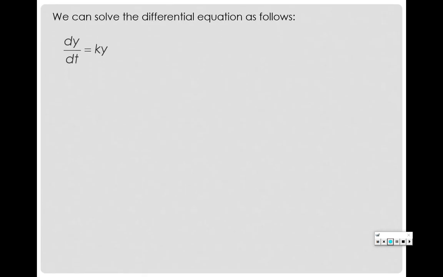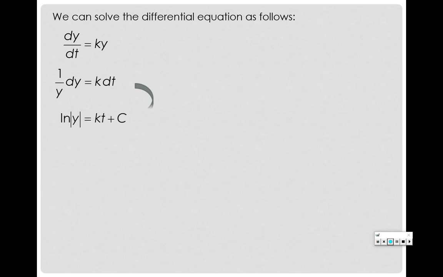We can solve this differential equation actually pretty easily. It's separable. That's why we had to talk about separable equations first. It's extremely separable. I can bring the y over to this side as 1 over y. I can leave the k over there. Take the integral of both sides. Ooh, there's that ln absolute value of y that popped up over there.